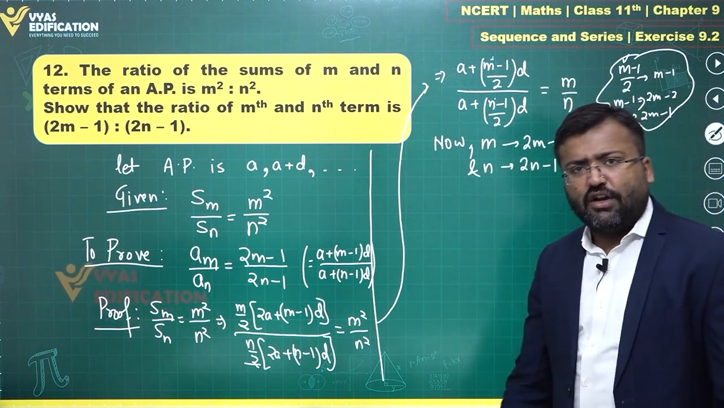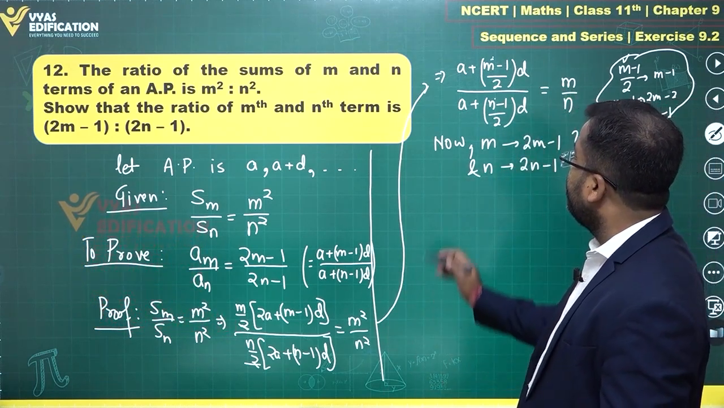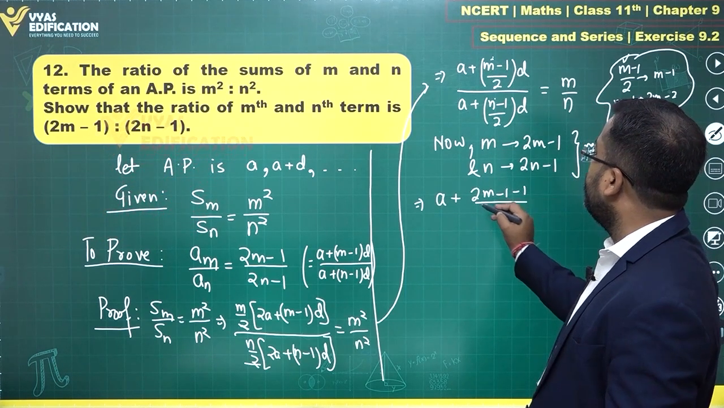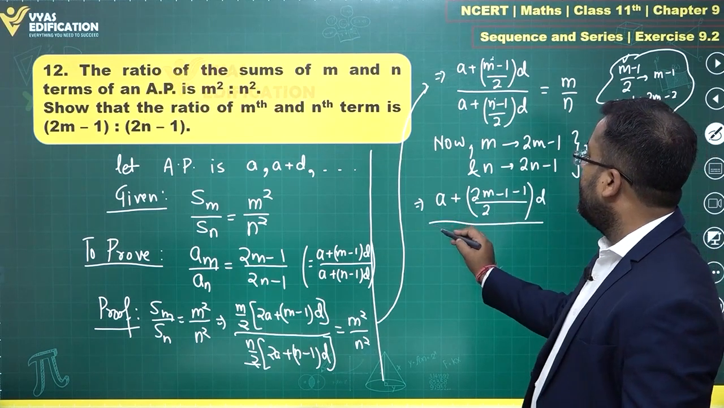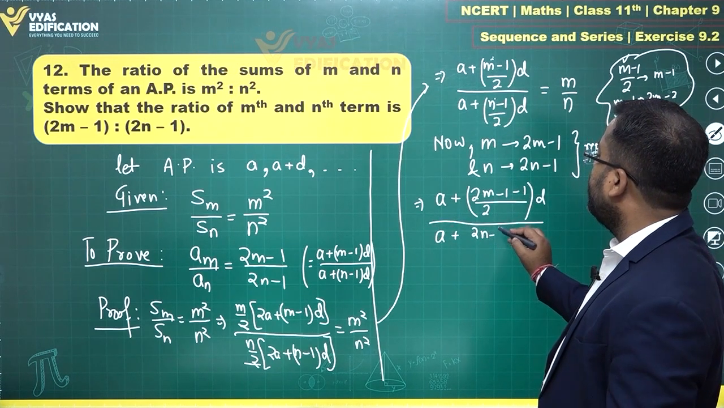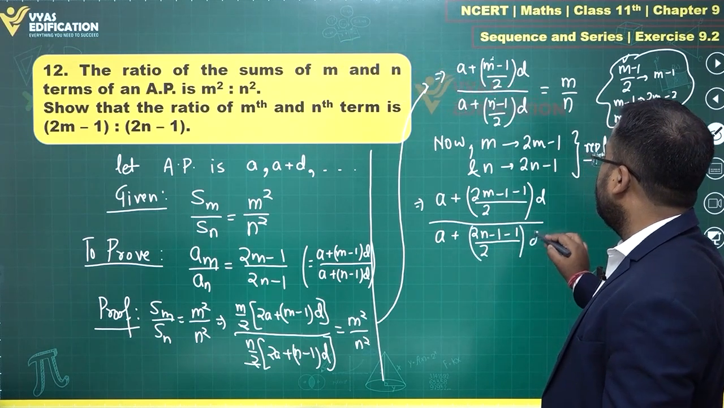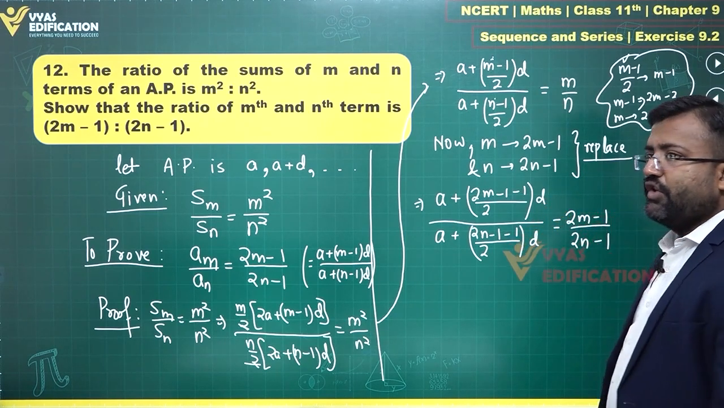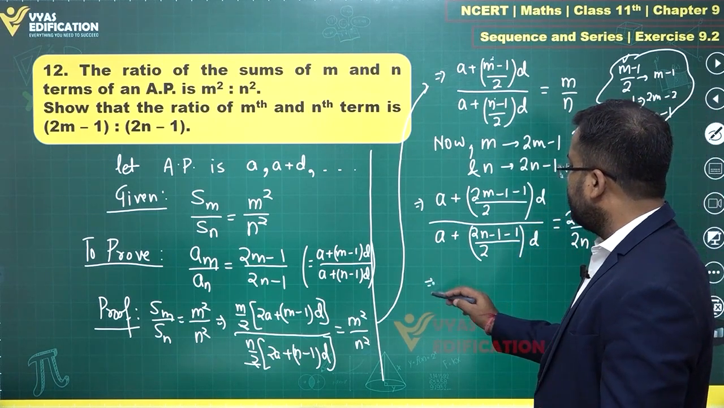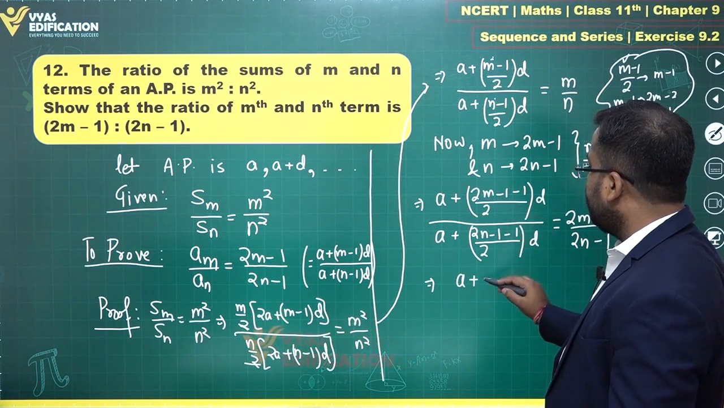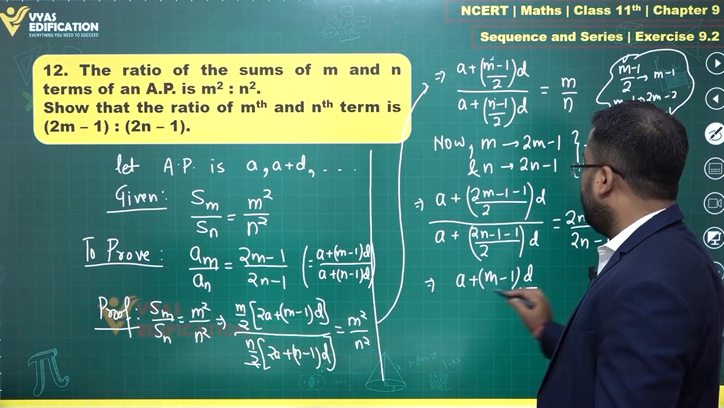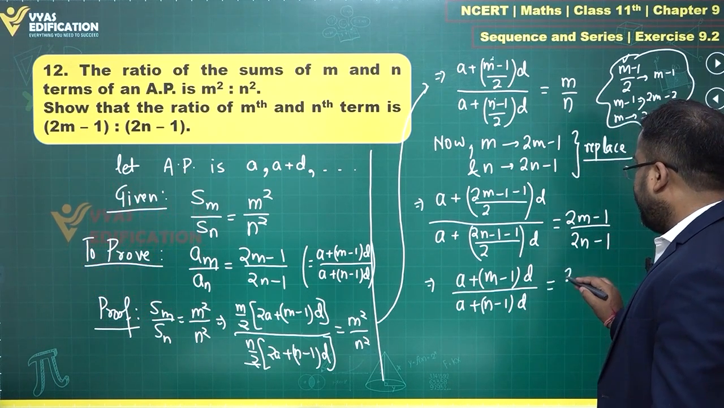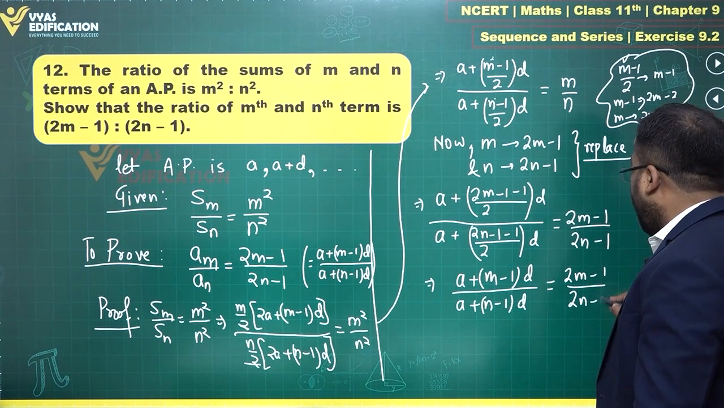Because this is true for all values of m and n on the left hand side and right hand side, this becomes a plus 2m minus 1 by 2 d upon a plus 2n minus 1 by 2 d. On the right hand side, this becomes 2m minus 1 upon 2n minus 1. This is what you get. And what is this equal to? a plus, this becomes m minus 1 d, upon a plus n minus 1 d, and that is equal to 2m minus 1 upon 2n minus 1.